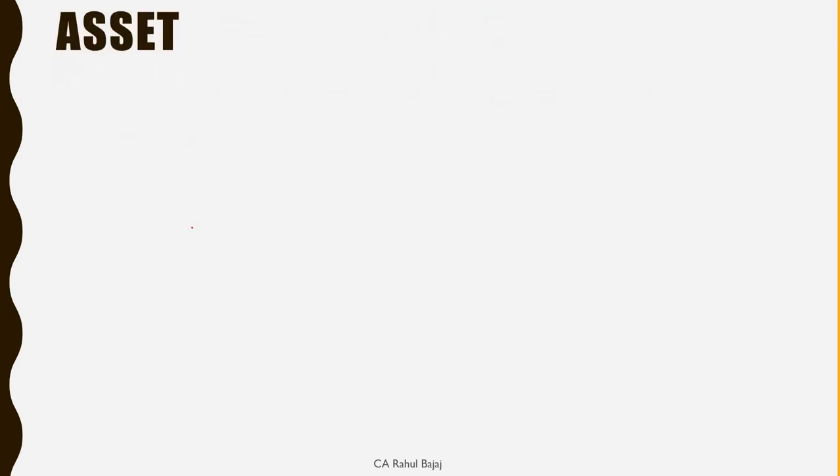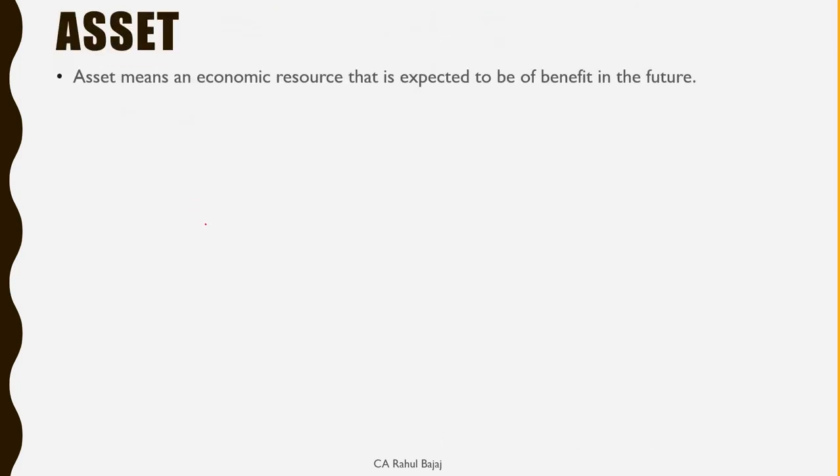Next concept is asset. Asset means an economic resource that is expected to be of benefit in the future. Simply, an asset is expected to be a benefit in the future.